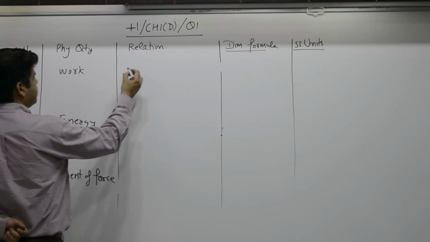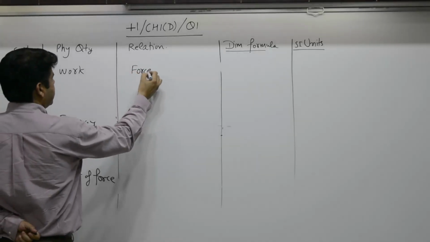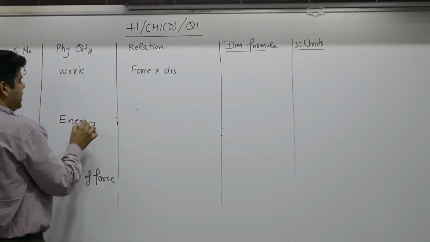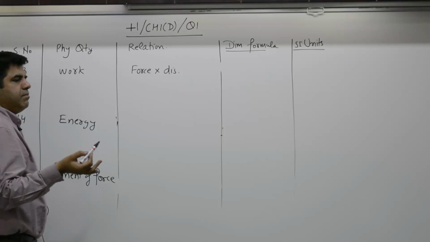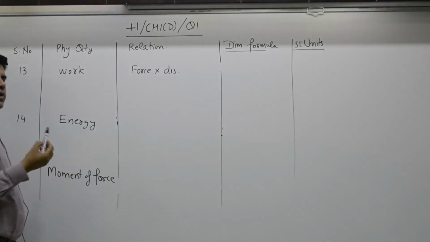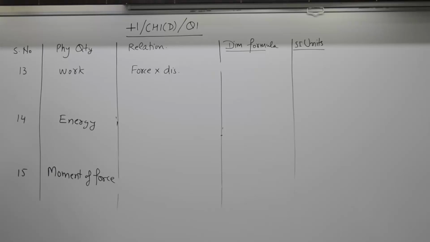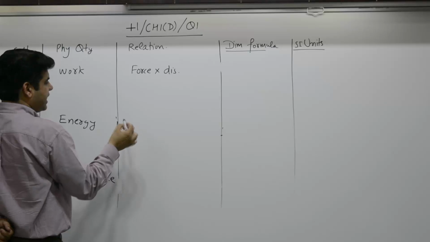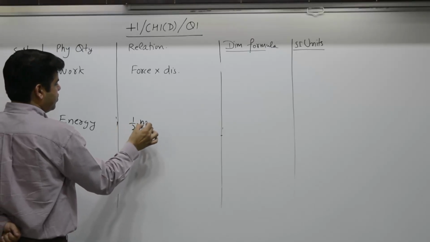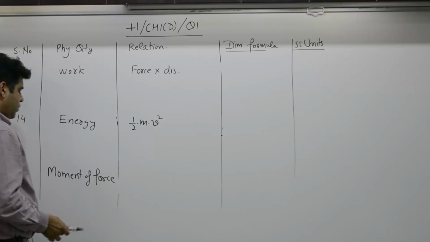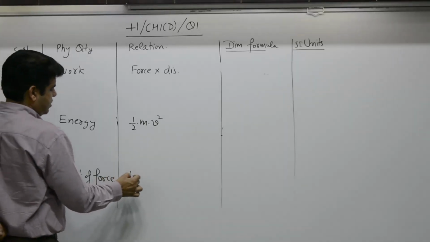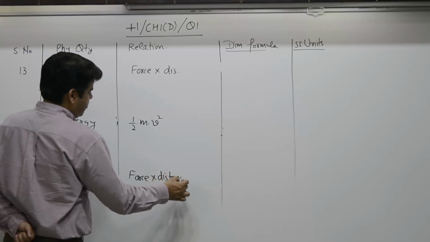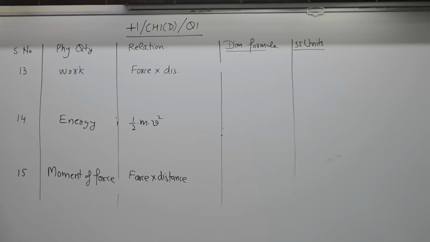Work is what? Relationship: force into displacement. Write distance, even then it is workable. Energy, same. Energy is also the same as that of work. You write potential energy, kinetic energy, whatever energy you write, energy and work is the same. But if you write kinetic energy, let me say 1 by 2 mv square. Moment of force is force into distance. Magnitude, only magnitude. Now write the dimensional formula for all.